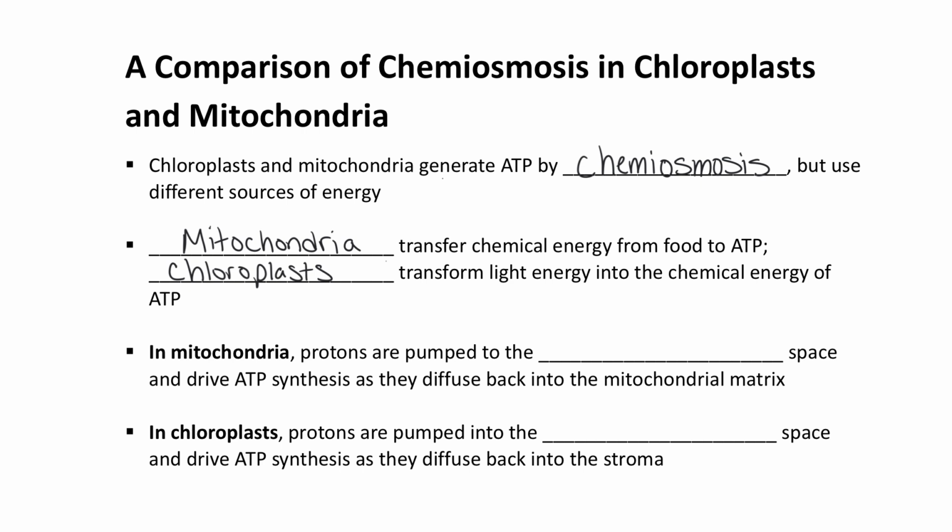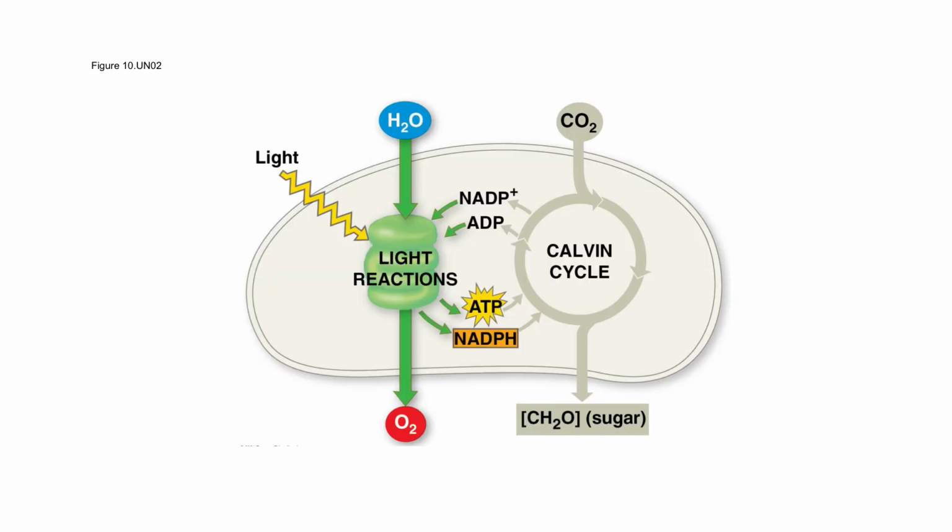In mitochondria, protons are pumped to the intermembrane space and drive ATP synthesis as they diffuse back into the mitochondrial matrix. In chloroplasts, protons are pumped into the thylakoid space and drive ATP synthesis as they diffuse back into the stroma. This figure gives a very broad overview of the processes that are happening in the light reactions.